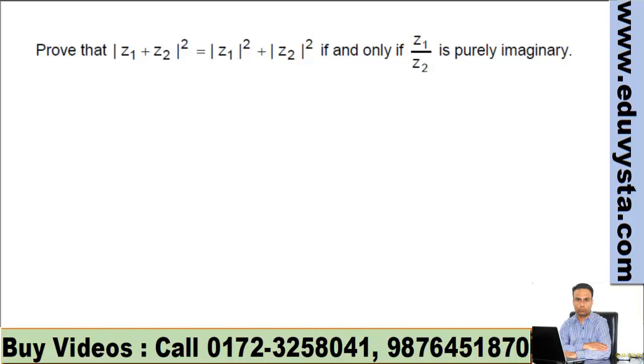Try question. Prove that |z1 + z2|² = |z1|² + |z2|² if and only if z1/z2 is purely imaginary.